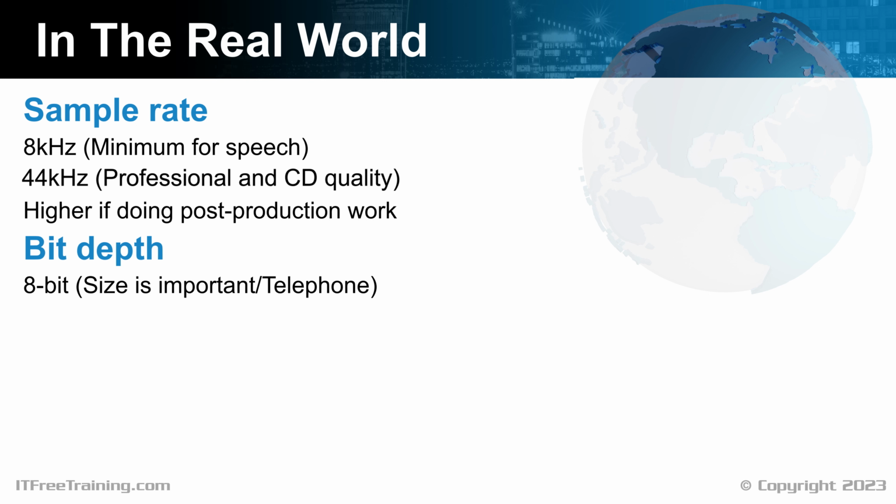For the bit depth, 8-bit is used when size is important. In old telephone systems and telephone applications, 8-bit was used. For better quality, and as a good starting point, 16-bit should be used. This is the bit depth that is used for audio CDs. For professional use, 24-bit should be looked at. All professional audio recording devices should support 24-bit recording.